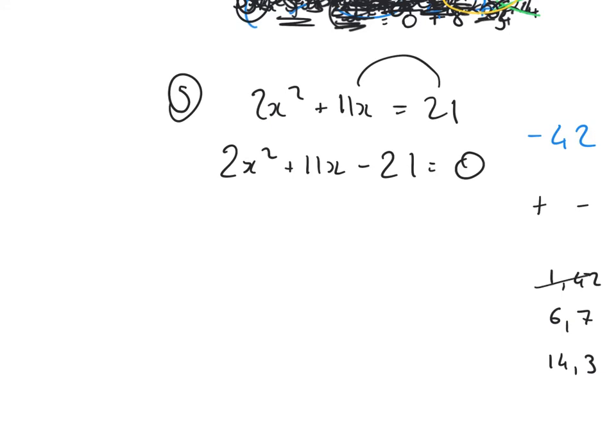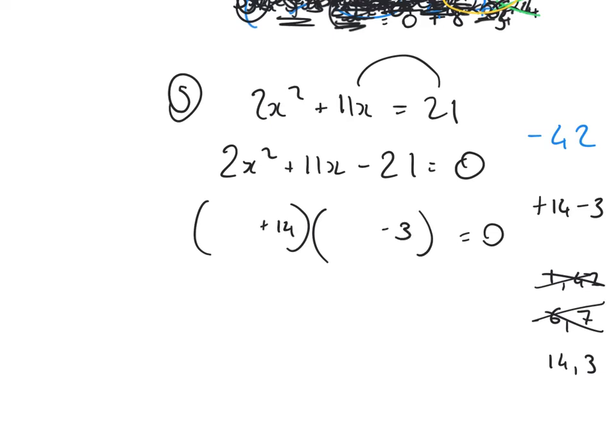So will it be 1 and 42? No. 6 and 7? No. But 14 and 3? Yeah. Plus 14 minus 3. So 14 times minus 3 is minus 42, and 14 minus 3 is 11. Okay, so plus 14 minus 3. Now drop the 2x in here and drop the 2x in there.